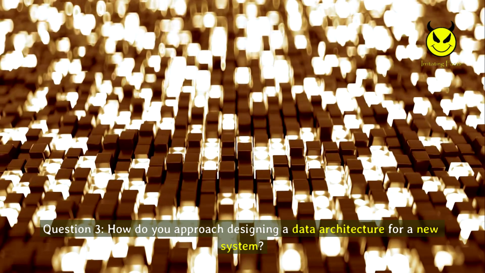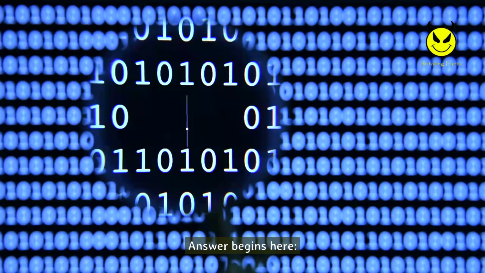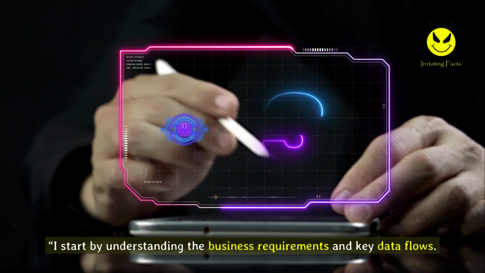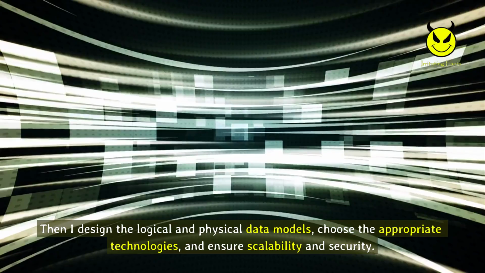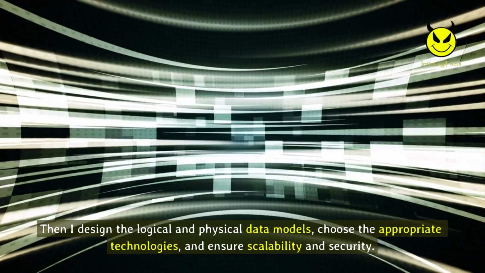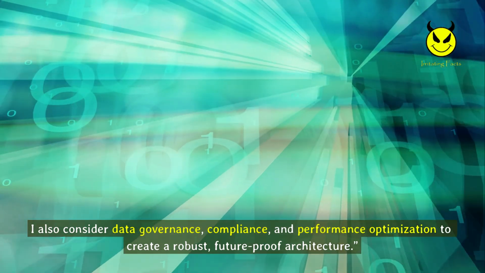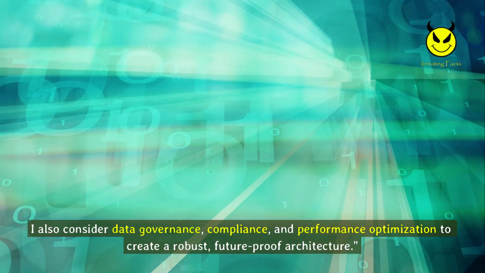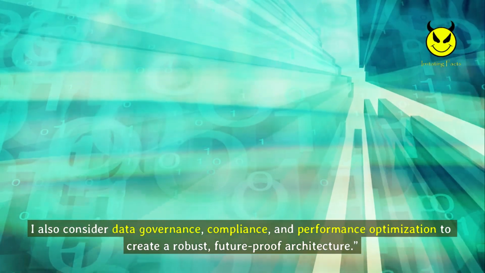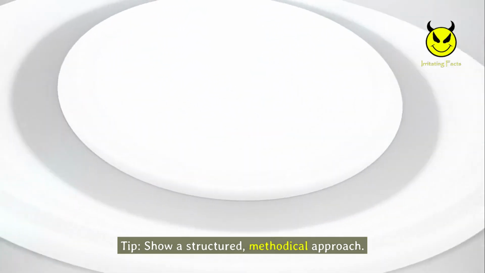Question 3. How do you approach designing a data architecture for a new system? Answer begins here. I start by understanding the business requirements and key data flows. Then I design the logical and physical data models, choose the appropriate technologies, and ensure scalability and security. I also consider data governance, compliance, and performance optimization to create a robust, future-proof architecture. Tip: show a structured, methodical approach.